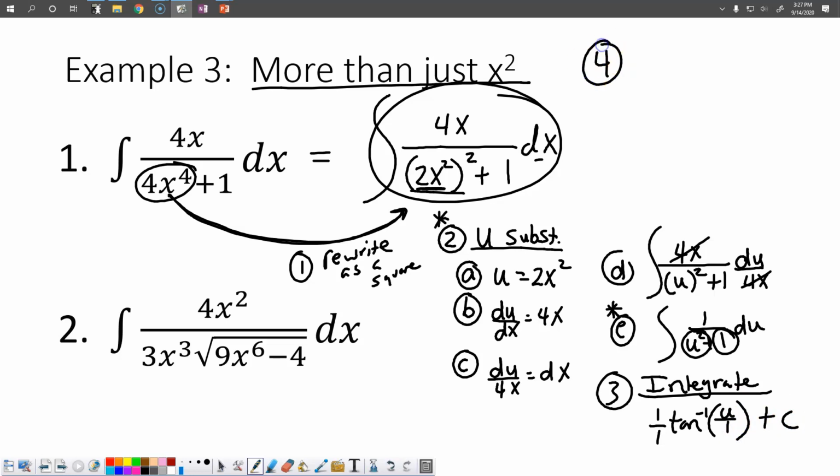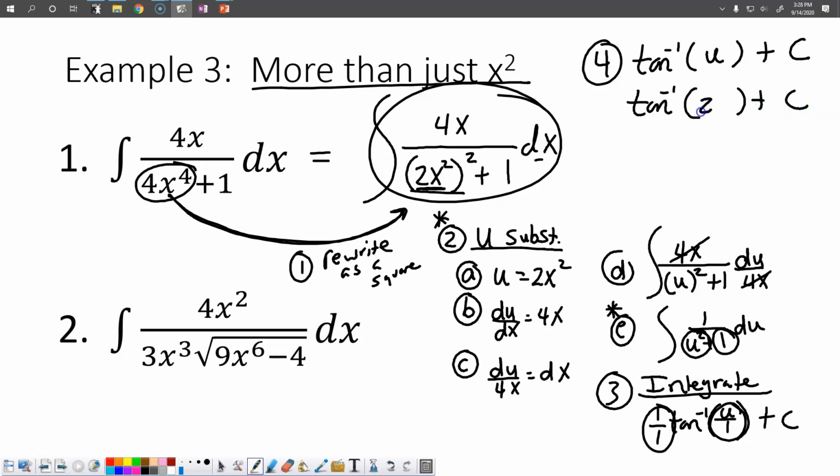Step 4, we're going to simplify it and put the u back in. So that's just 1, so we don't really need it. This is just going to be u. But instead of u, we're actually going to replace the u with what u equaled. U was equal to 2x squared. And there's our final answer. Okay? So when you have more than an x squared down there, rewrite it as a square, do u substitution, and then just make sure you put the u back in at the very end.